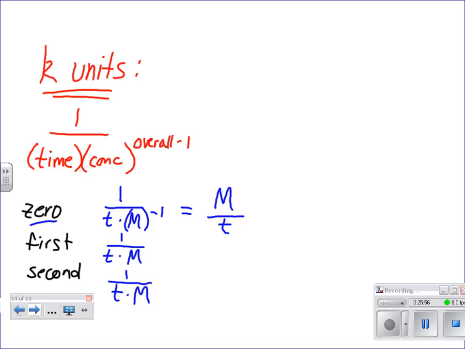First order, our overall reaction is first, so 1 minus 1 makes this 0. When you look at that, that equals 1, so that just cancels out, so your units are going to be 1 over time. And then the second order, for your molarity, it's going to be 2 minus 1, so that's going to be raised to the first power, so it's just going to be equal to 1 divided by time times your concentration down there in the denominator as well.